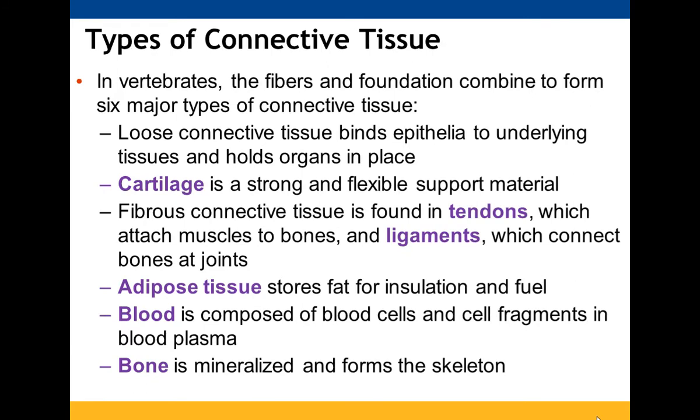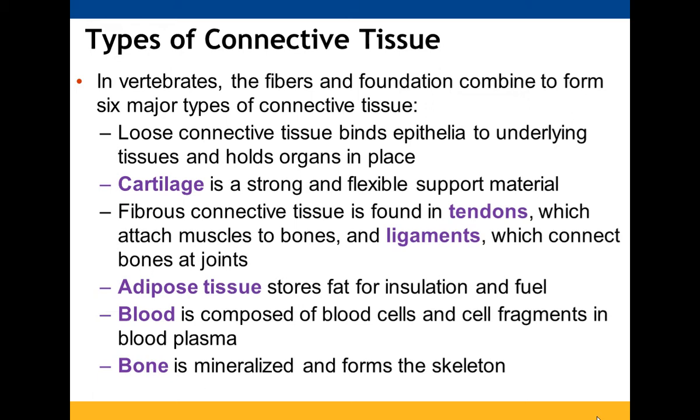So, six different types of connective tissue that we tend to see in vertebrates. We use connective tissue to help hold our organs in place and to bind our epithelia to the tissues that are underneath them. We talked about in cells how you had different types of fibers helping to hold the framework of the cell together. We have the same thing happening with our organs and with the tissues that are making up those organs.